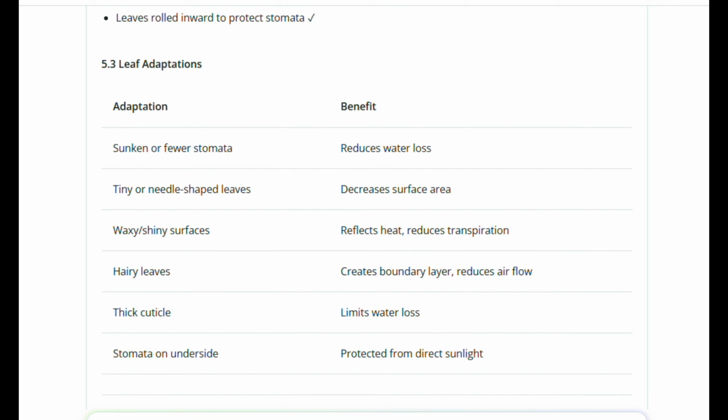If you look at some of the plants, let me check my mic. Oh, it's still green. Okay.